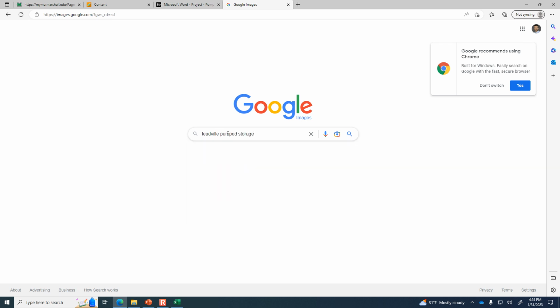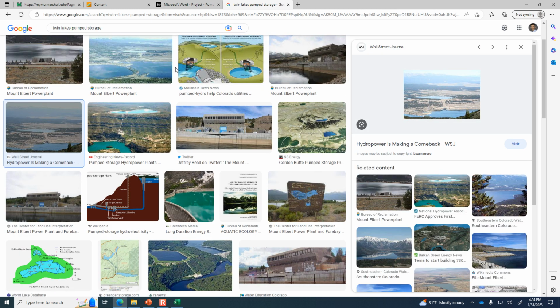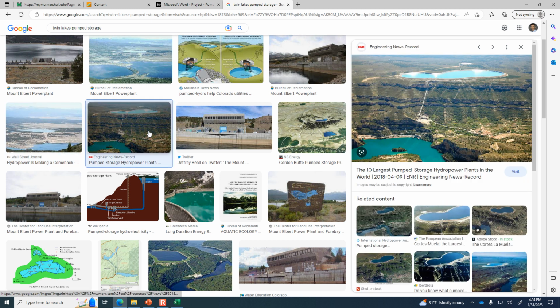Do they ever use pump storage also for water supply, or is it always for generating power? I don't know what the application would be for water supply. I mean, well, you'd have like a gravity head, like a water tower.